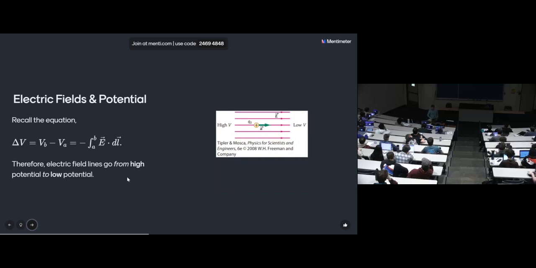So we said that the equation is delta V equals minus E dot dL. Therefore, electric field lines go from high potential. You can see that in the image here. Electric field lines start at high potential and go towards low potential. Just like we said that electric field lines have to originate on positive charge and terminate on negative charge, we've got the same thing here.